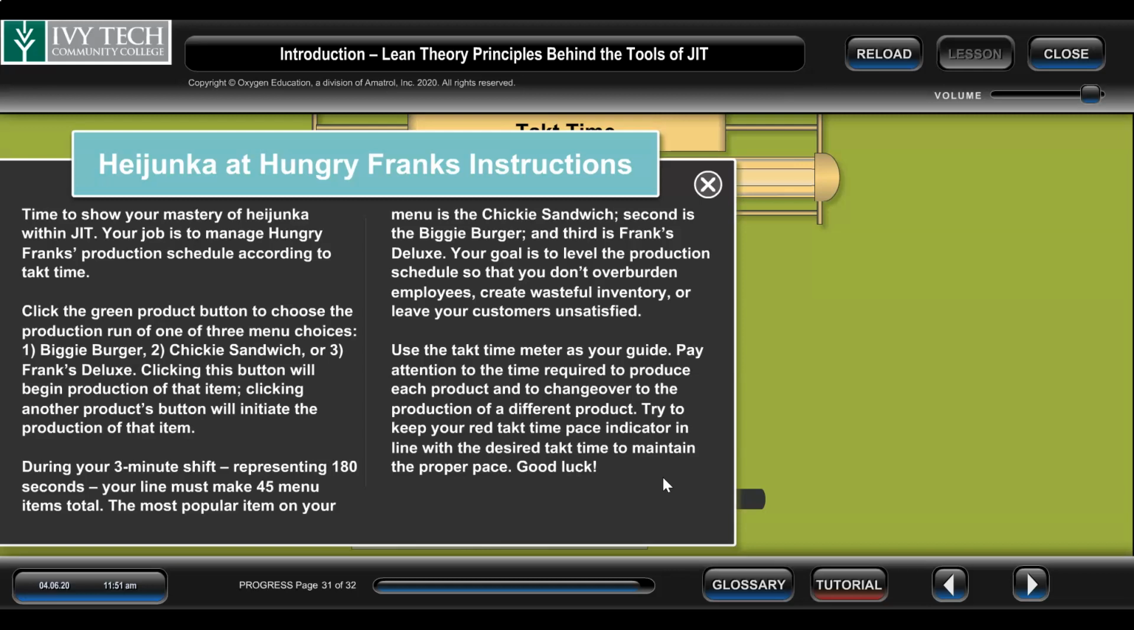Pay attention to the time required to produce each product and to change over to the production of a different product. Try to keep your red takt time pace indicator in line with the desired takt time to maintain the proper pace. Good luck!